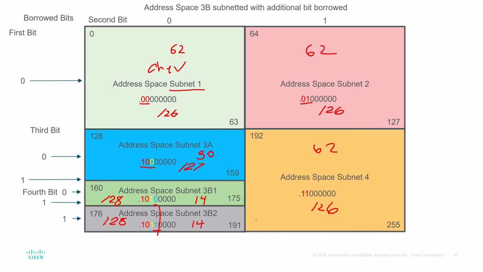Because the subnet mask changed, this is where the term variable length subnet masking comes from. Now we are fitting the number of hosts to match the network that they are going to, wasting the fewest addresses.